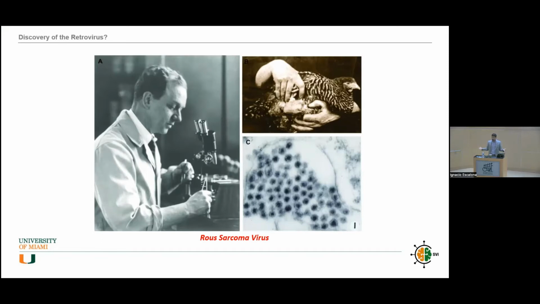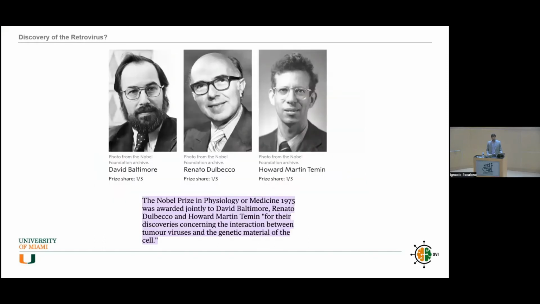What does that mean? It means the virus is not a transient thing, it's integrating into the genome. That brought about the idea of RNA tumor viruses, and led to the Nobel Prize being awarded to David Baltimore, Renato Dulbecco, and Howard Temin in the 1970s for their discoveries. David Baltimore found reverse transcriptase. In fact, there are a couple of prominent researchers here in Miami who trained under David Baltimore.